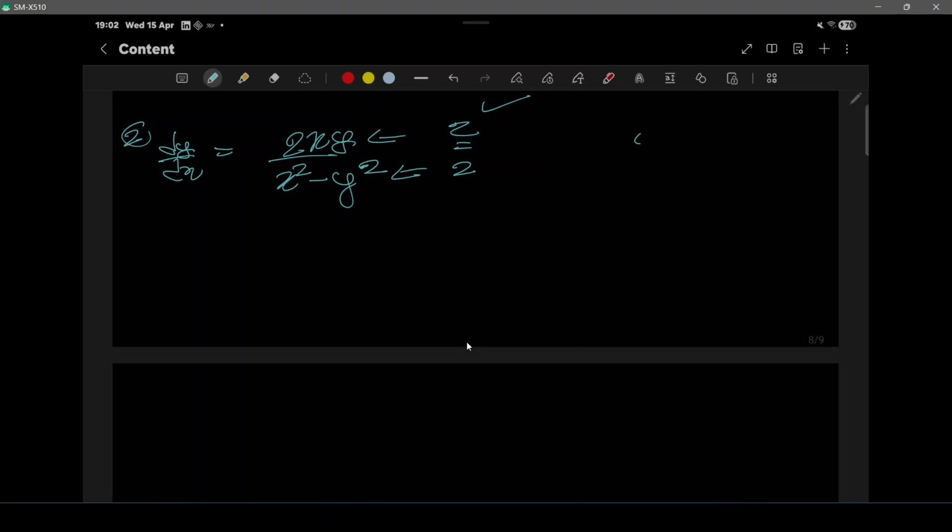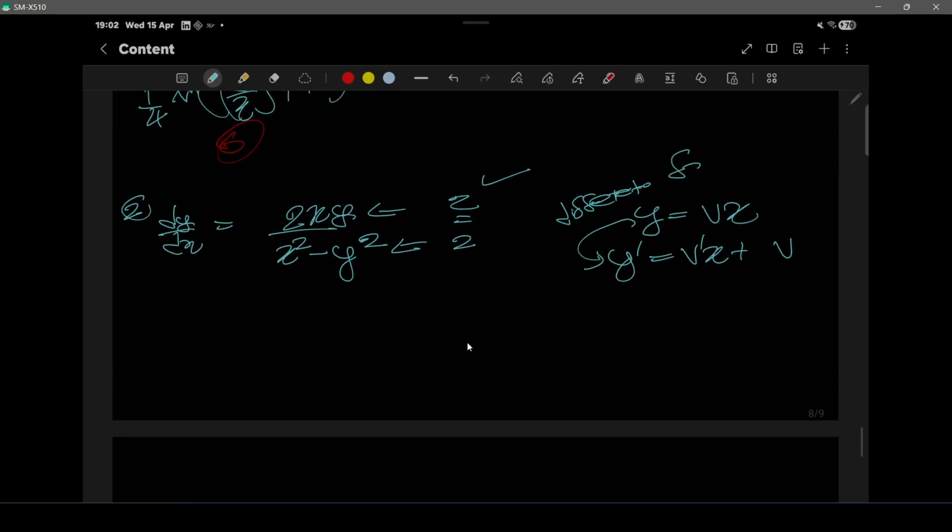So the substitution is y is equal to vx, and we have to differentiate this with respect to x. So y dash equals v dash x plus v, x dash meaning 1. Remember, we differentiate with respect to x. Since this is a multiplication, you know how to do it.